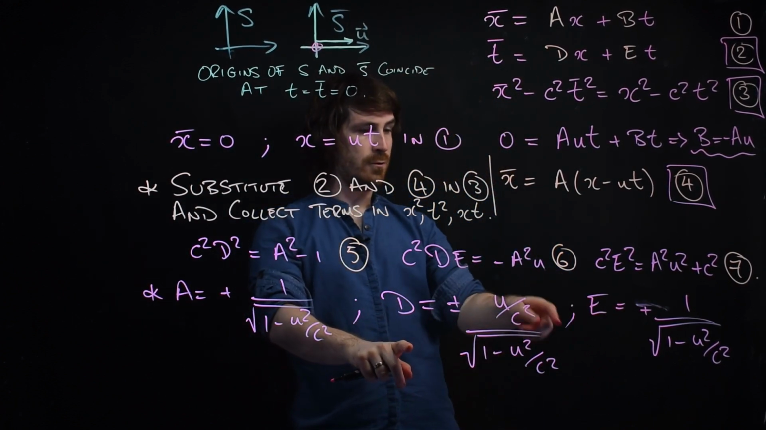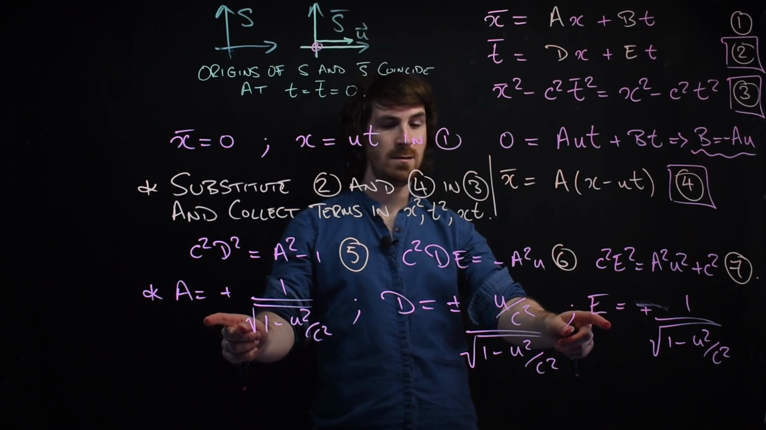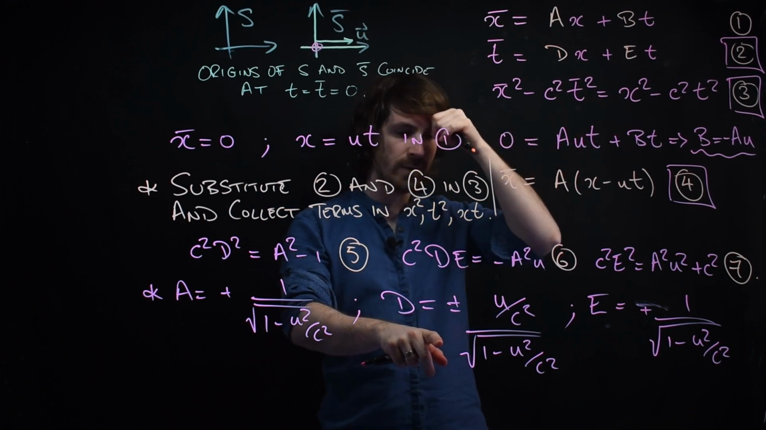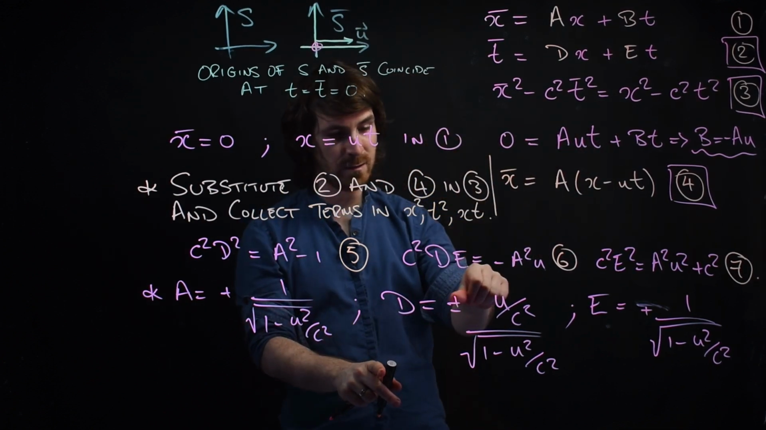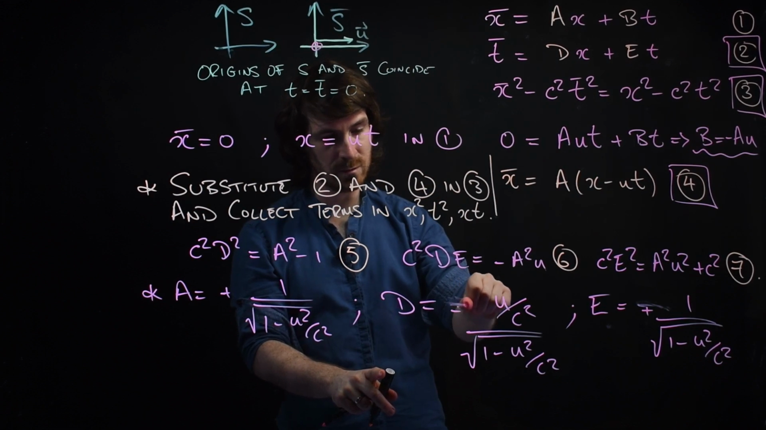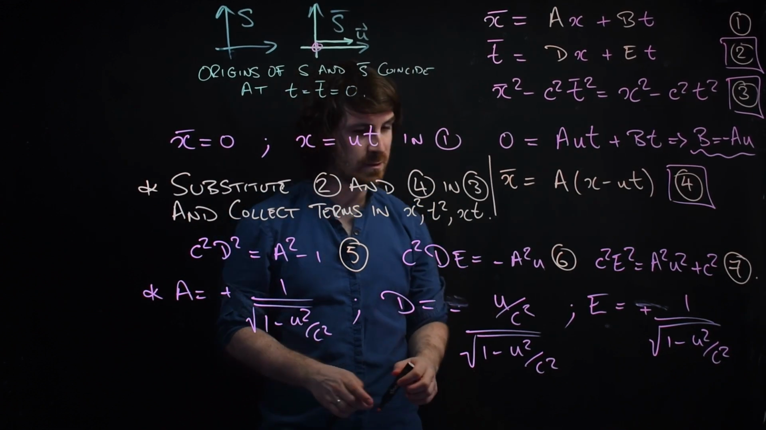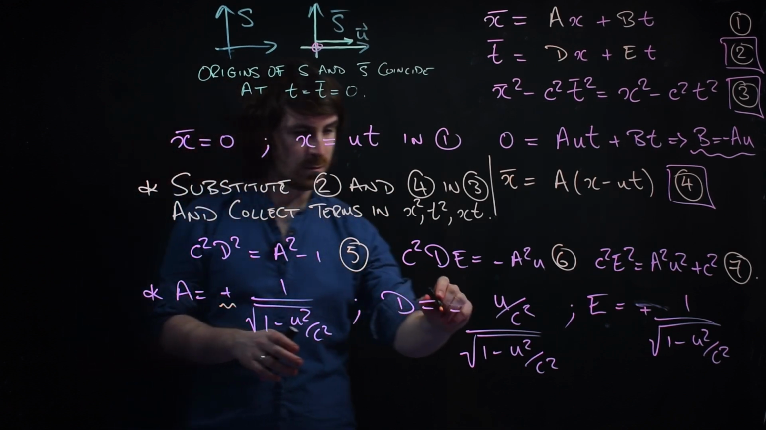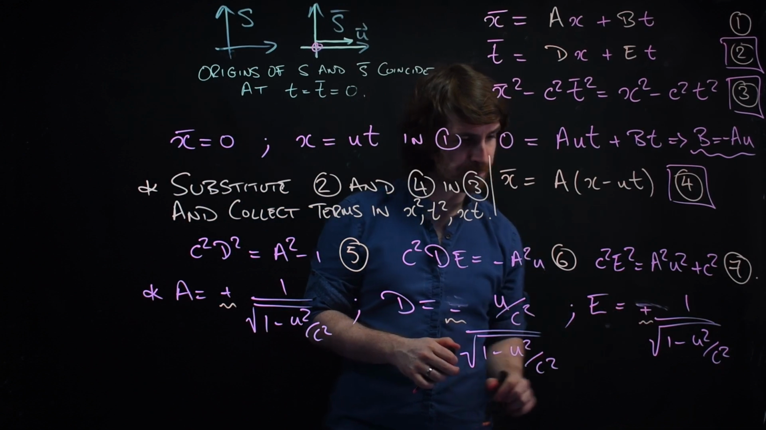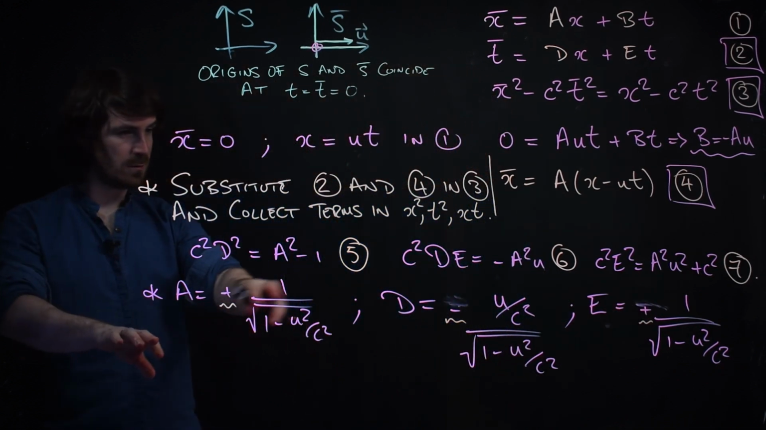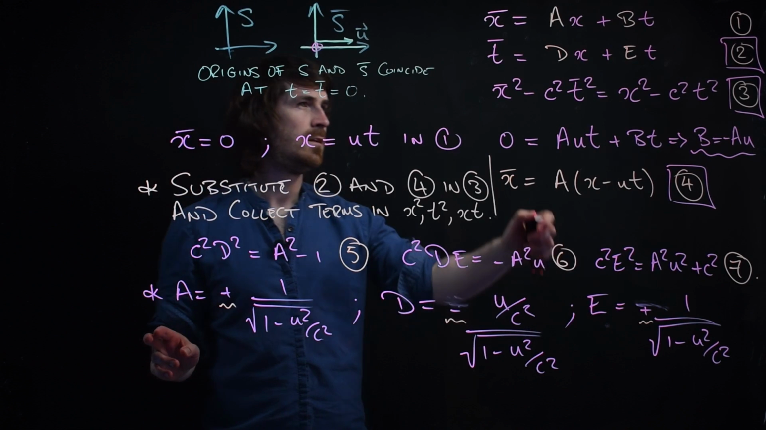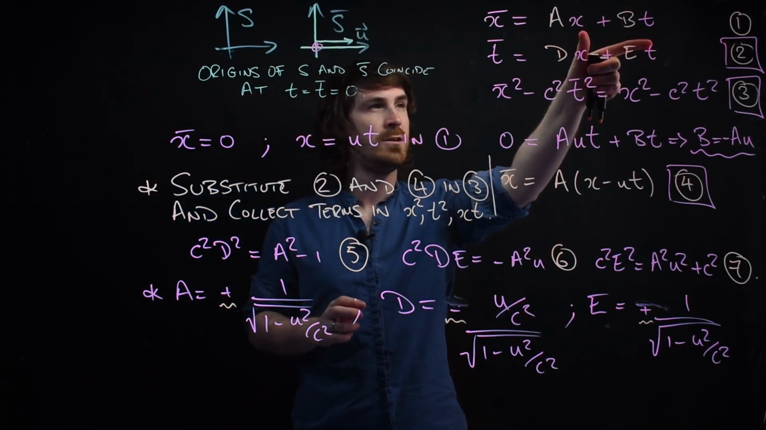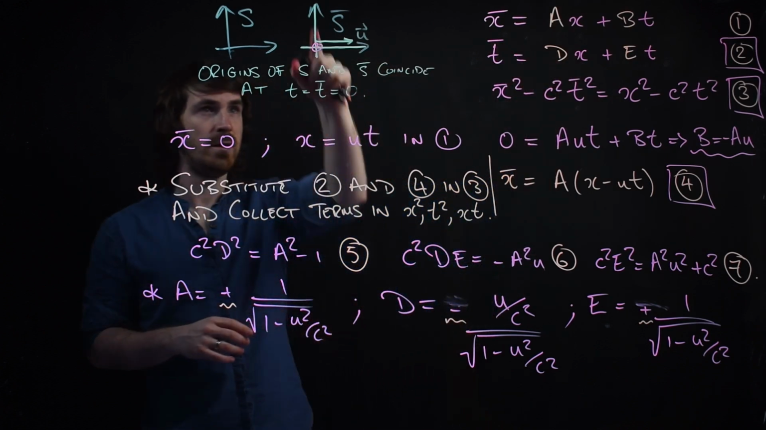And if you then use a and e in this equation 3, you'll find that you need to take the minus sign for d for equation 3 to hold. Okay, so this fixes our signs. We have a plus, we have a minus, and we have a plus. So these are the constants that we need to tell us how the unbarred coordinates x and t transform to the new barred coordinates in the new frame S bar.